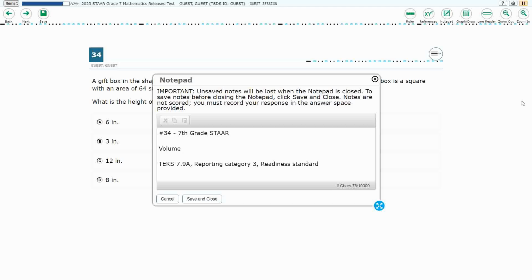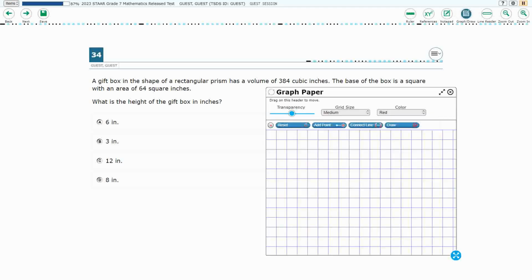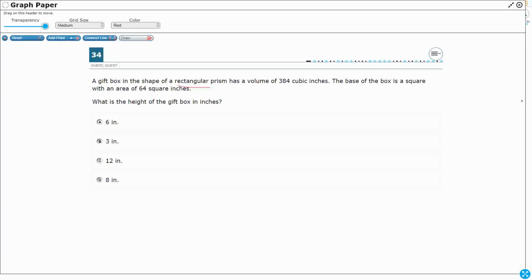For number 34, we are looking at volume, a readiness standard, TEKS 7.9A, in reporting category 3. So we have a box, and they already tell us the shape. It is a rectangular prism, and they already give us the volume of 384 cubic inches. So we have the volume, we need to find the height. Let's draw our rectangular prism here. I'll make it kind of tall and thin. And what do we have here? We say the volume is 384, which is typically what we're searching for, but they go ahead and give that to us, 384 cubic inches.